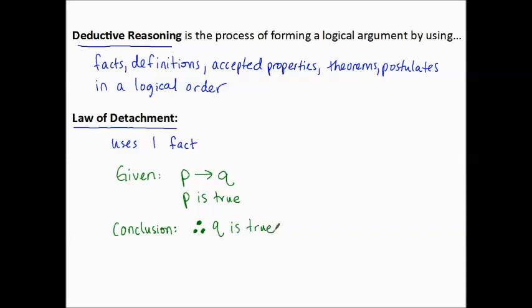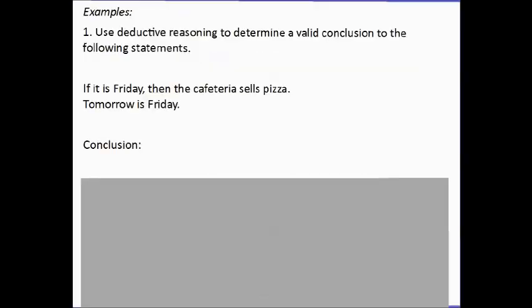So Q is true. Notice we must go in the order starting with the hypothesis, the P, and then ending with the conclusion, the Q. Must go in that order because remember the converse is not always true.